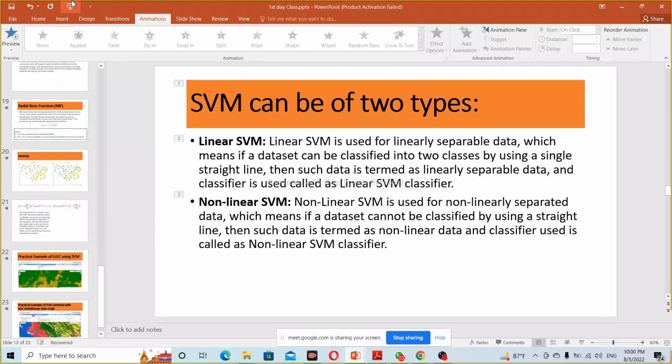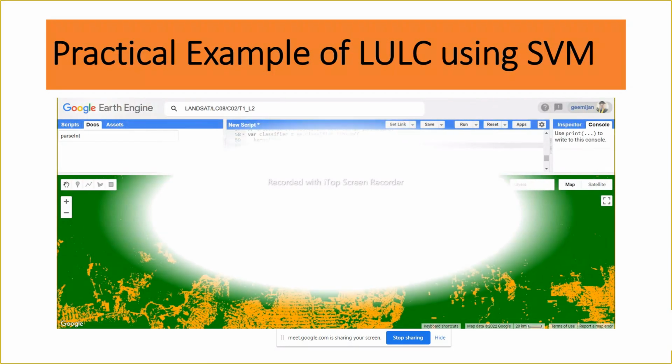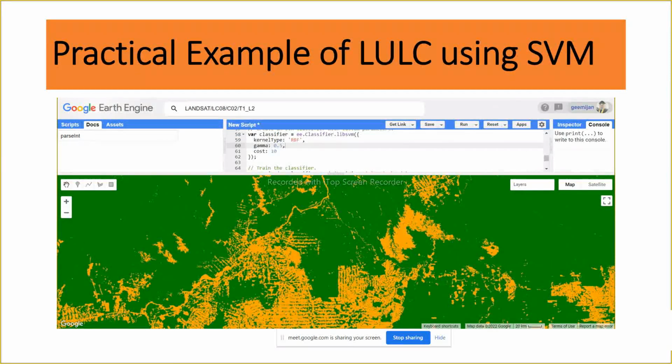So I simply work with this. This time I want to make a land use and land cover classification using the support vector machine. I also try to identify the deforestation region. In this case I classified two things: the deforestation region as well as the forest region.